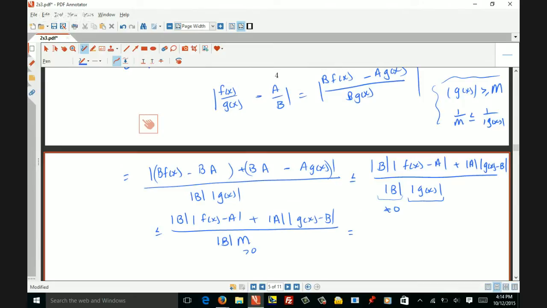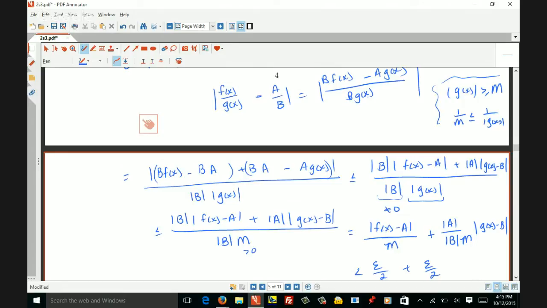I'm going to split up my fraction, and for the first one we get absolute value of f of x minus a just divided by our capital M, correct? And then the second one, nothing cancels. We get absolute value of a over the absolute value of b times our capital M, and then we have g of x minus b. We would like this first part to be epsilon over 2, and I would like the second one to be epsilon over 2.